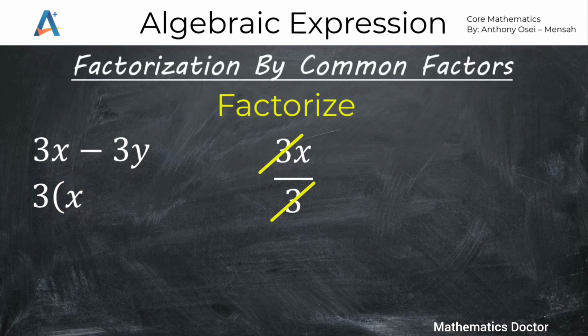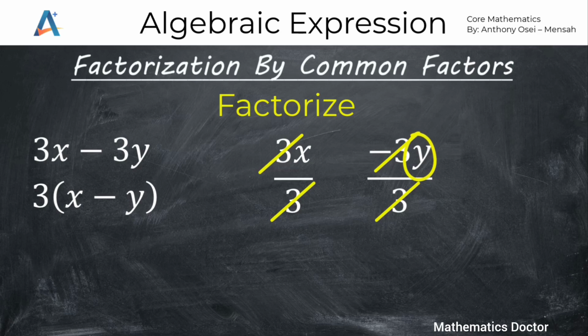Now, let's go on to our next term, which is minus 3y. So minus 3y, all divided by the common factor, which is 3. Now, the common factor 3 will cancel itself 1 and cancel minus 3 minus 1. So at the numerator side, we'll have minus 1y, which is minus y. This is to say that minus 3y divided by 3 will give us minus y. So our final answer for this question will be 3 into bracket x minus y.